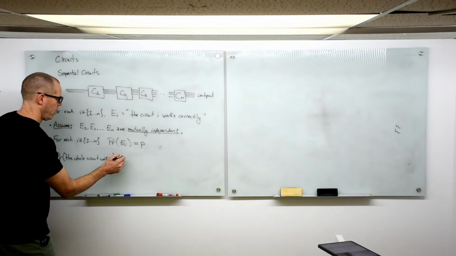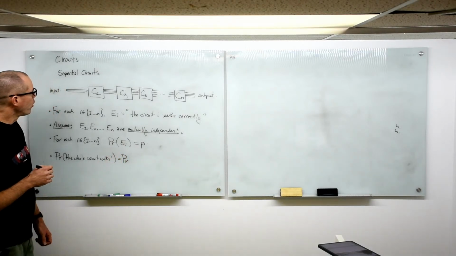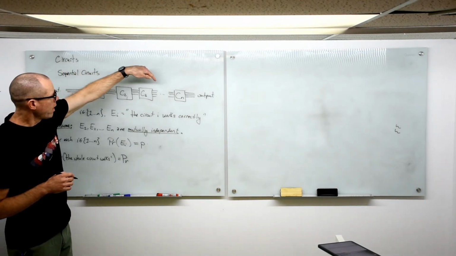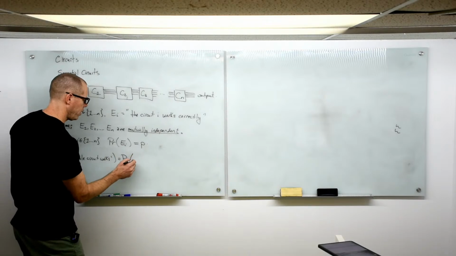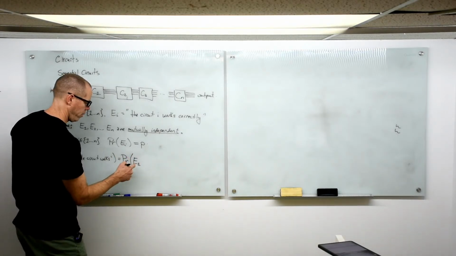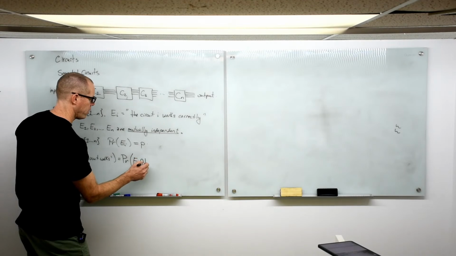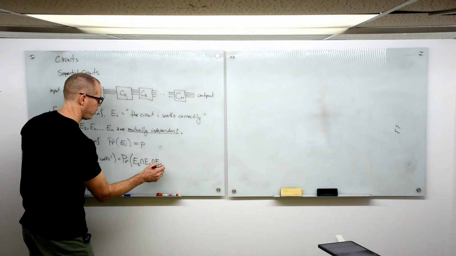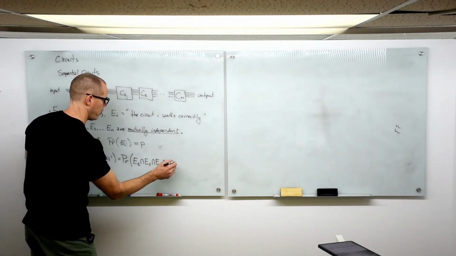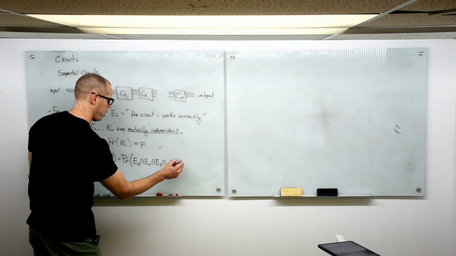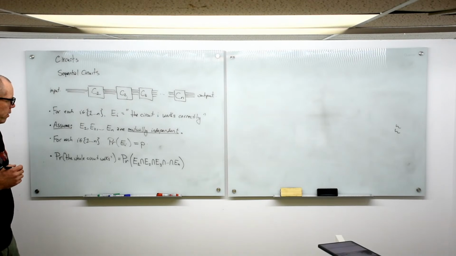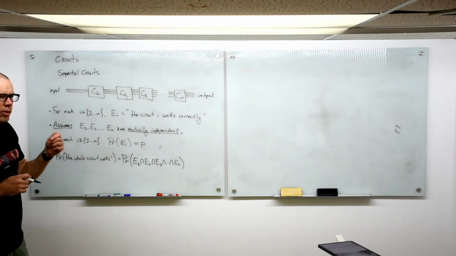Okay. Well, what does that mean? Well, the whole circuit works when this works, and this works, and this works, and this works. So that's the probability of E1, meaning the first circuit works, and E2, and E3, and so on up to En. Okay. So that's the probability that the whole circuit works. How do we compute that?